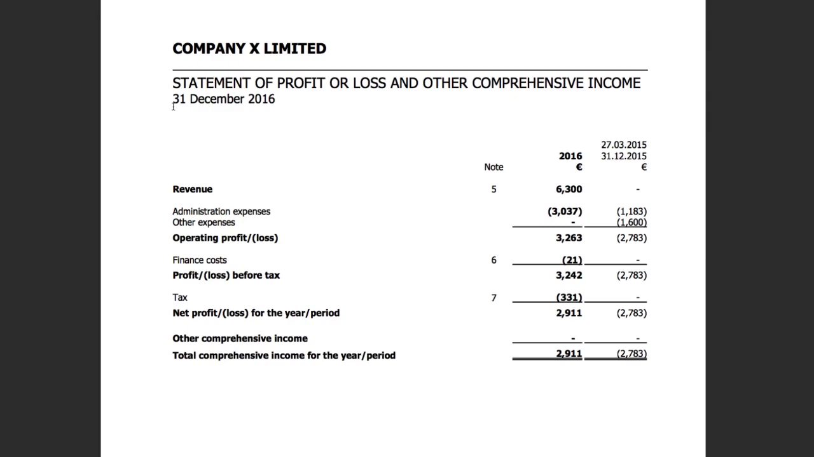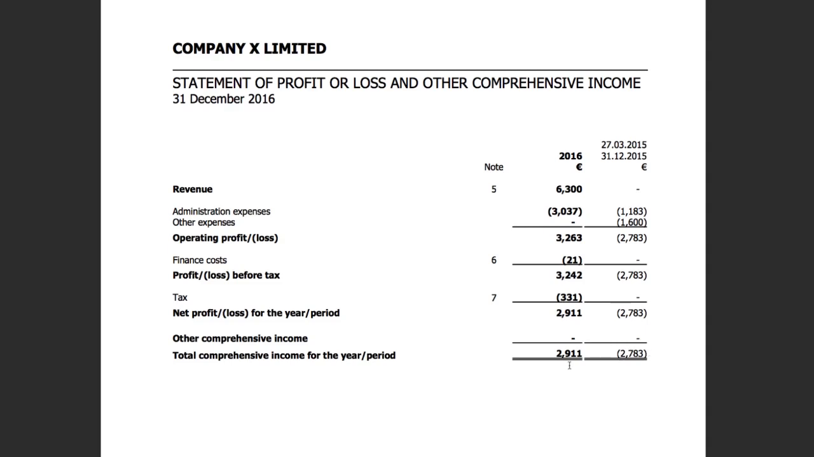During 2016, the company has made 2,911 euros worth of net profit after 331 euros of tax, and its total turnover was 6,300 euros. Therefore, 50% of its turnover is the company's after-tax profit, which is a very good net profit margin. During 2015, the company didn't have any turnover, therefore it has incurred an equivalent loss, the loss of 2,783 euros.